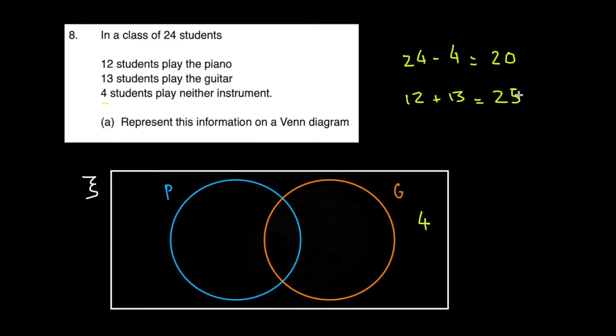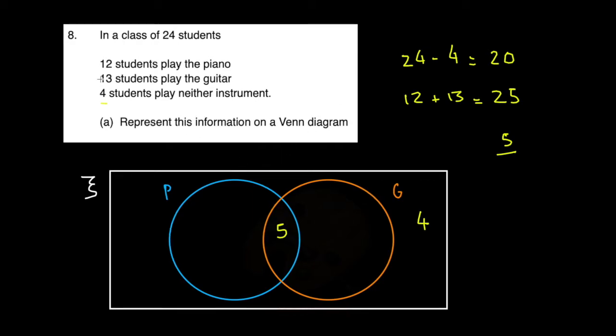Well, the key here is to realise that there are people that play the piano and the guitar. And to work that out, we take the smaller number away from the bigger number. So 25 minus 20 gives us 5. So we know that there are 5 people that play both the piano and the guitar. So we can write that in this segment here.